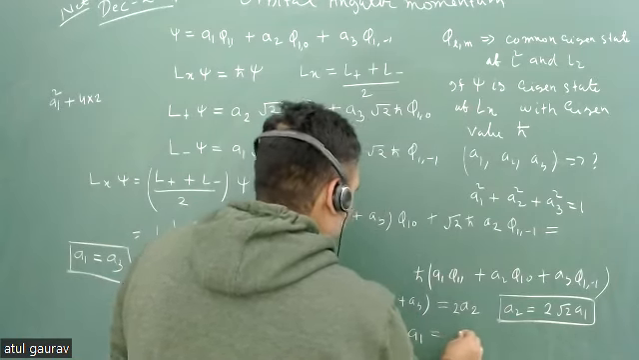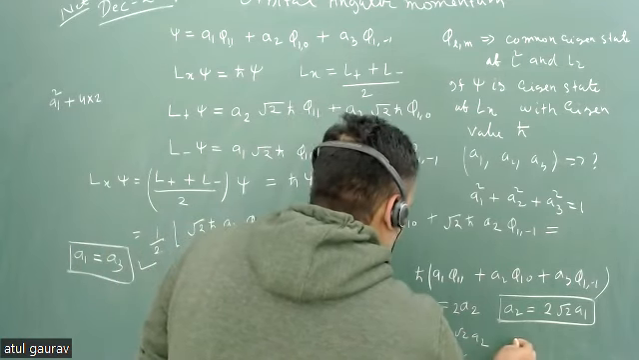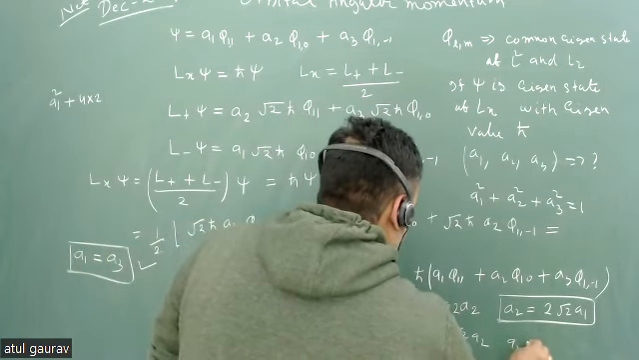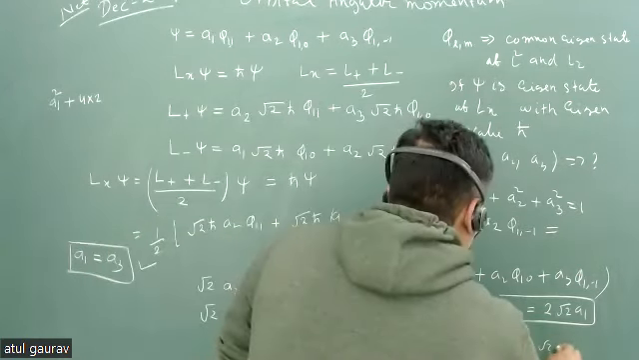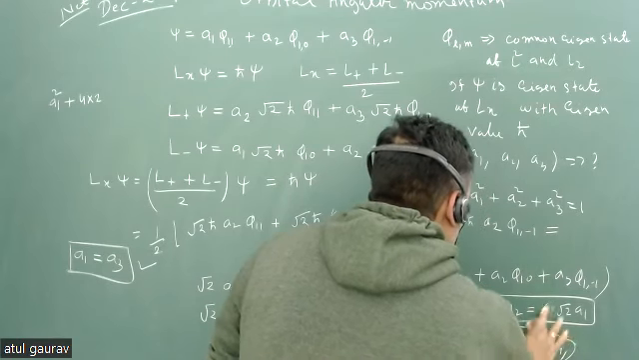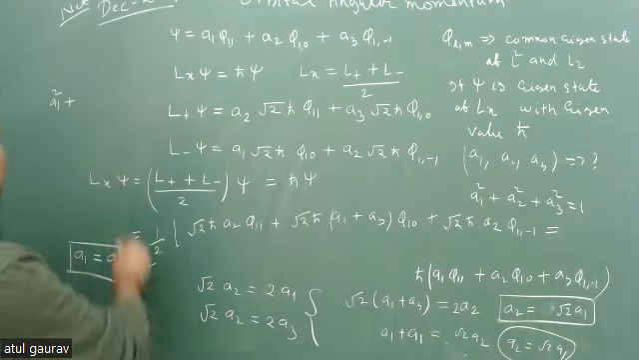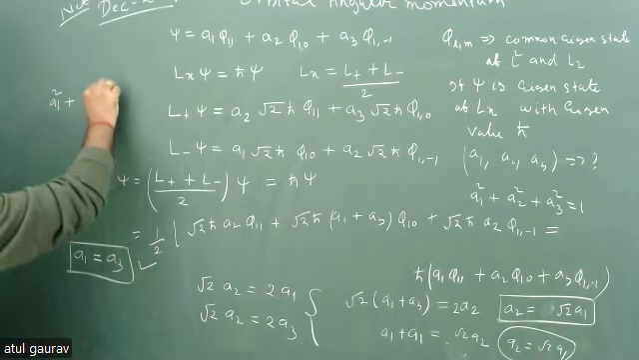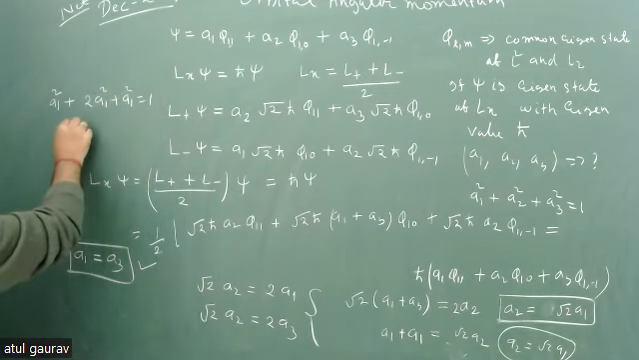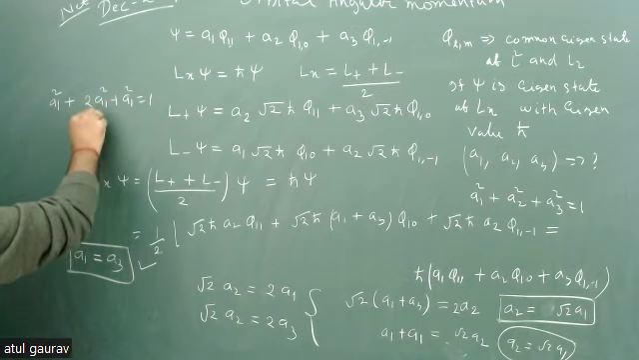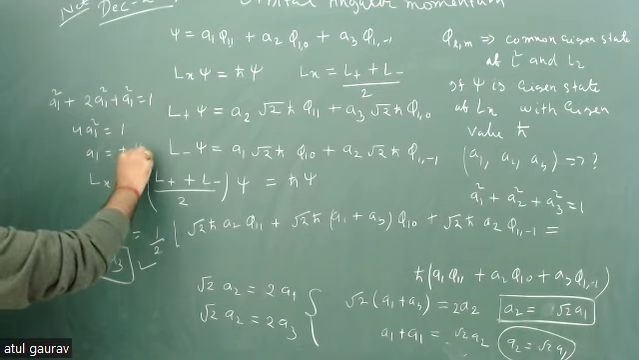Just a minute. So this value is equal to root 2 A2 and here A1 is equal to, so A2 is equal to root 2 A1. Sorry. A2 is equal to root 2 A1. Okay, good. So in place of A2, what do we write? 2A1 square plus A1 square must be equal to 1. So what is your value? So 4A1 square is equal to 1. So A1 can be plus minus half.